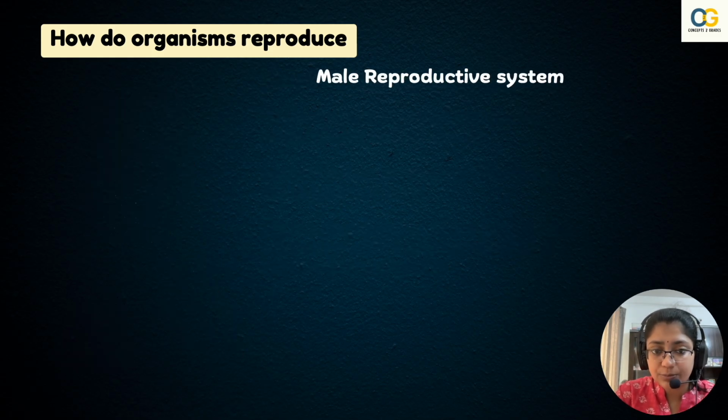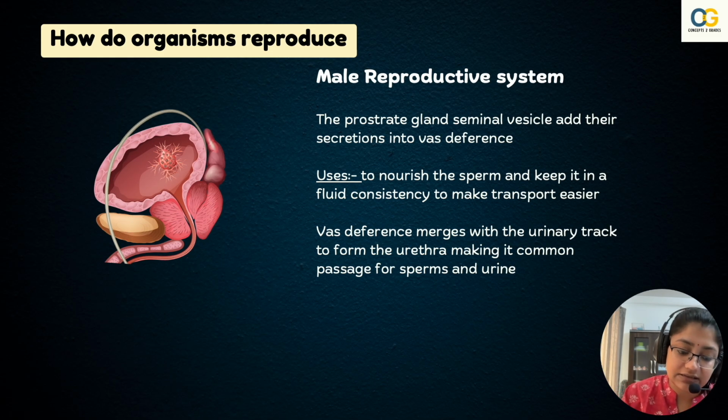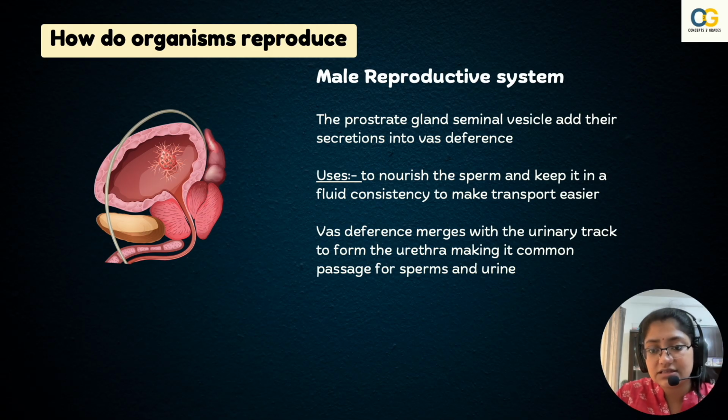Coming to the prostate gland and the seminal vesicle, they release their secretions into the vas deferens as the sperm flows. That is, when the sperm is produced in the testis, it flows through the vas deferens, and once it reaches these, they release some secretions. The use of this is it nourishes the sperm, keeps it in a fluid consistency to make the transport easier.